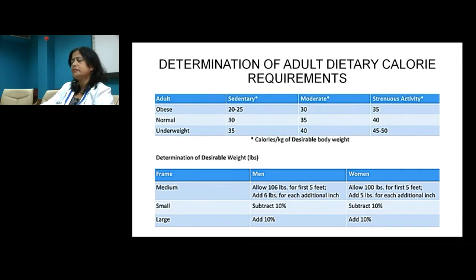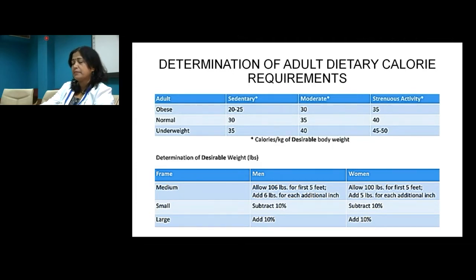Now, for the normal adult, if the weight is normal for the person, then for a sedentary lifestyle worker, we should prescribe 30 kilocalories per kg per day. For moderate, we should advise 35 kilocalories, and for strenuous activity, we should advise 40 kilocalories per day. For underweight or severely underweight patients, for the sedentary lifestyle we are used to 35 to 40 kilocalories, for moderate 40, and for strenuous activity we try to advise 45 to 50 kilocalories per kg ideal body weight, but that purely depends.